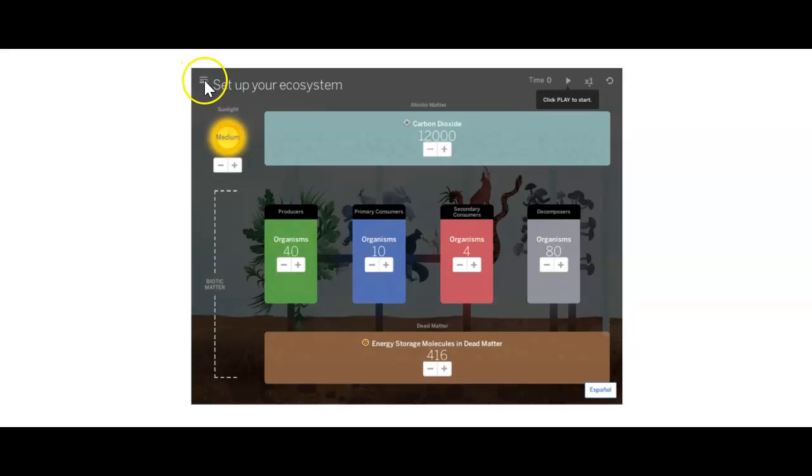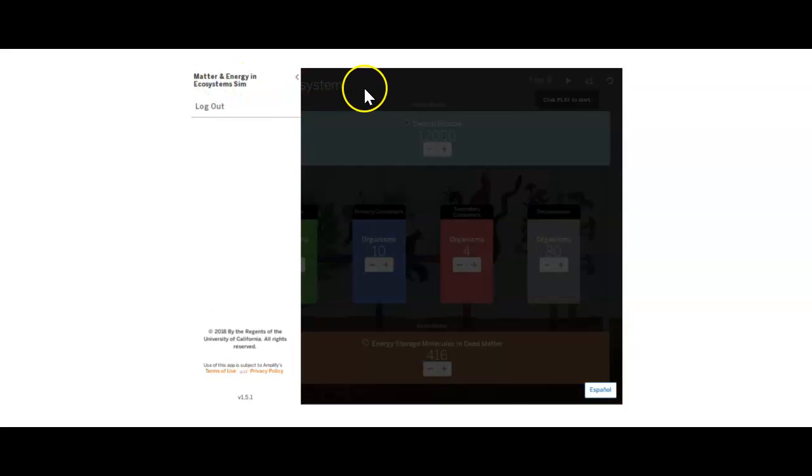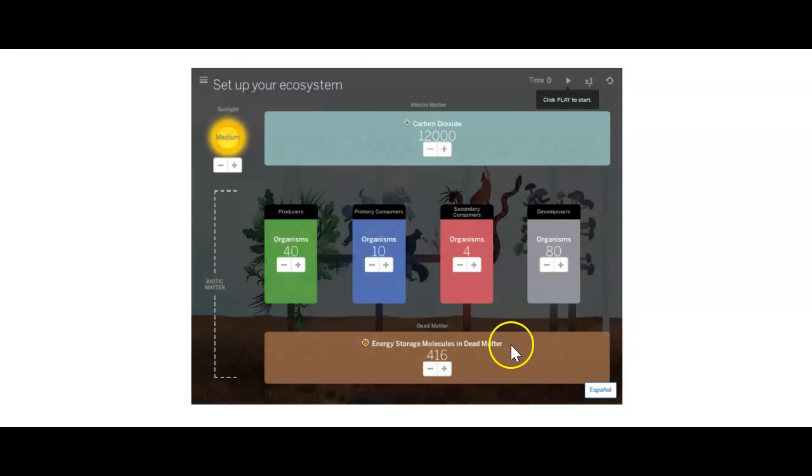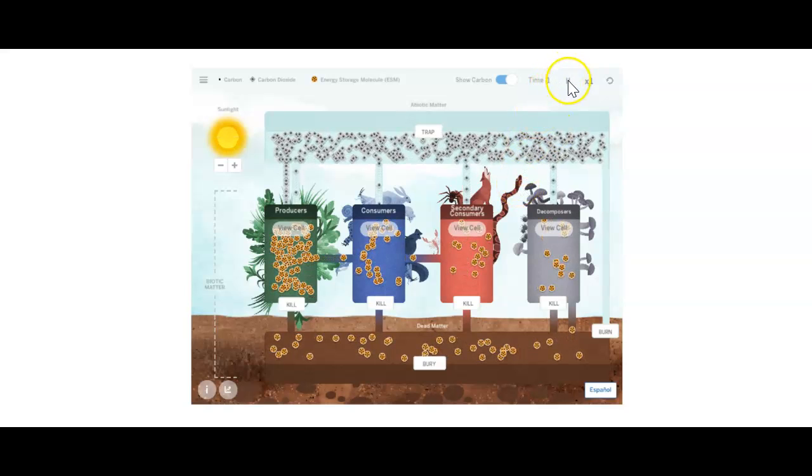I'm also noticing, let's see what this does. Okay, so that just logs us out, so that's not much. And then I see that we have a button to click play. So I'm just going to go ahead, I'm going to click play, and then I'm going to hit pause right away because I want to see what I'm looking at.